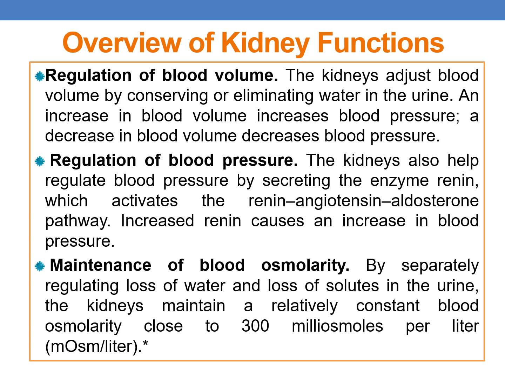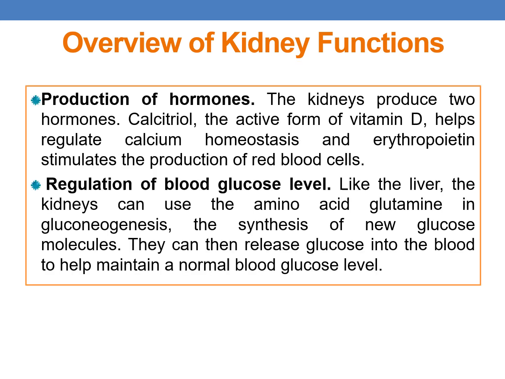And the next function is maintenance of blood osmolarity. By separately regulating the loss of water and loss of solutes in the urine, the kidneys maintain a relatively constant blood osmolarity close to 300 milliosmoles per liter. The next is production of hormones. The kidneys produce two hormones: calcitriol, the active form of vitamin D, which helps regulate calcium homeostasis, and erythropoietin, which stimulates the production of red blood cells.